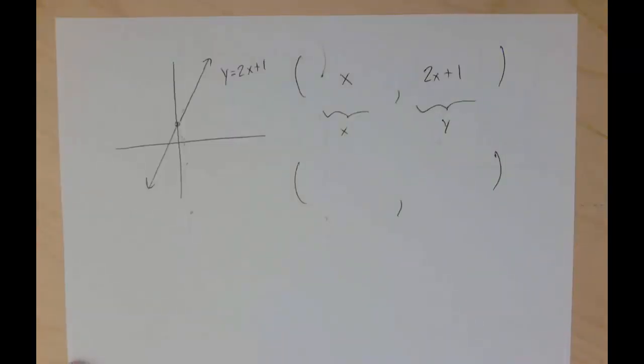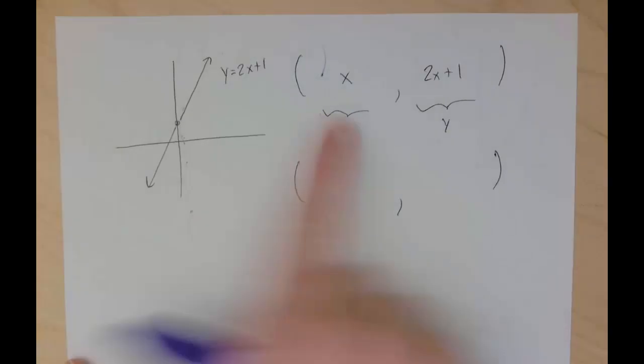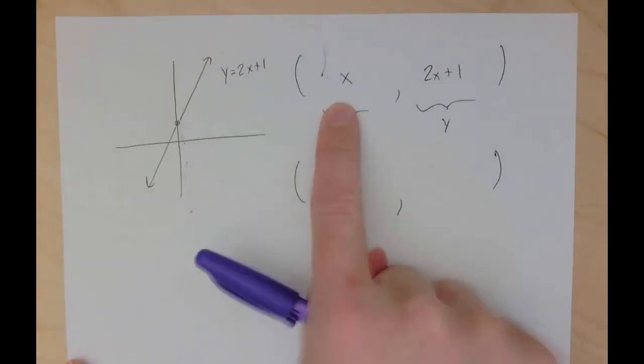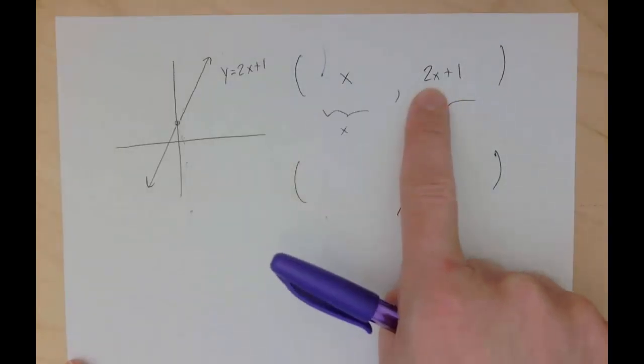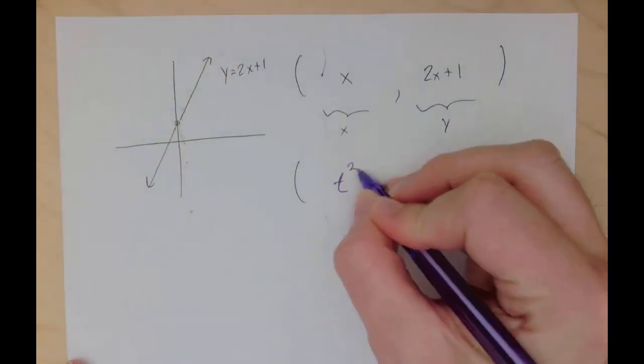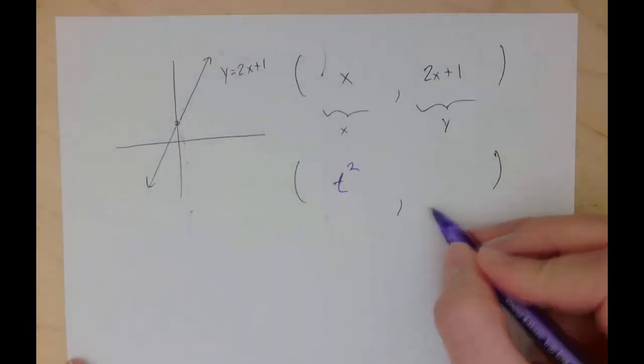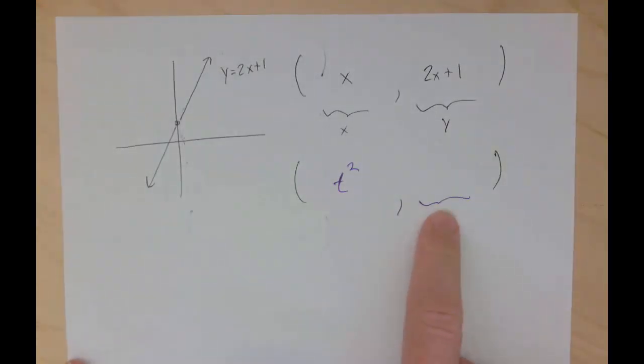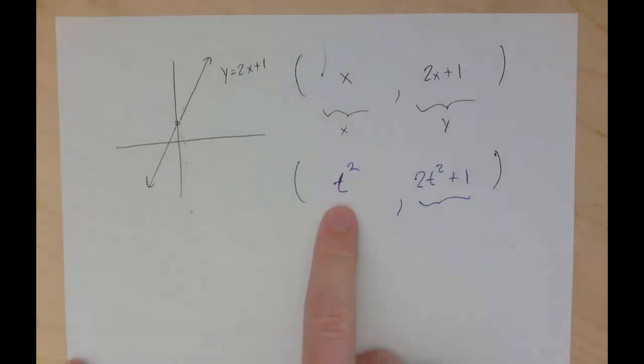So, time for you to try it. What if we wanted to come up with several different parameterizations for y equals 2x plus 1? So the relationship between x and y is whatever the x-coordinate is. To get the y-coordinate, we multiply by 2 and add 1. So let's pretend that the x-coordinate is described by t squared. What should the equation for the y-coordinate as a function of time look like? That's right. It's the x-coordinate times 2 plus 1.